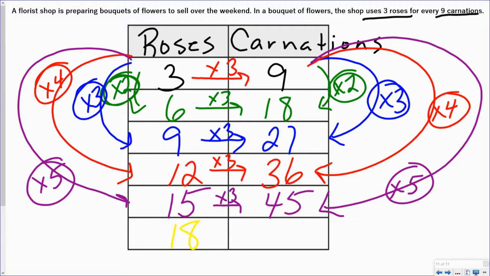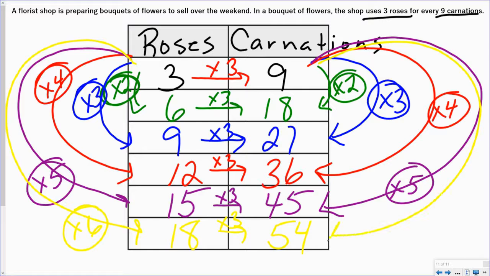And then my last group down here at the bottom, if I kept counting by threes, that would give me 18. Well, if I take 18 and multiply it by 3, that would give me 54. And again, if I did the same thing here, 3 multiplied by 6 gives me 18. So if I multiply by 6 here, I also need to multiply by 6 here, which also gives me 54.